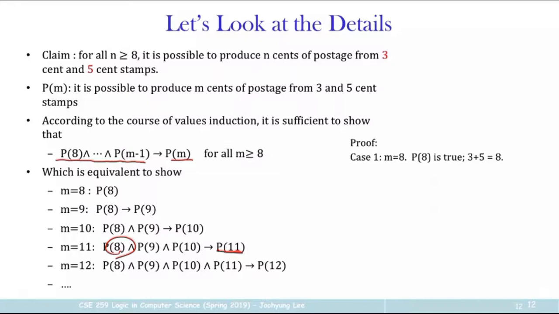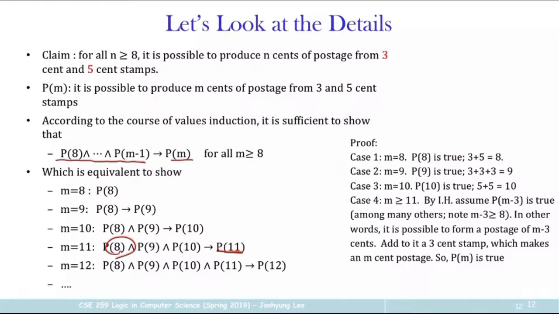How do we find 8 cent postage? Well, 3 plus 5 is 8. That's what we did in the beginning, if you recall. M equals 9, we actually did that. 3 plus 6 plus 3 is 9. M equals 10, 5 plus 5 equals 10. Until now, we had to separate these cases out, but now, with case 4, when m is greater than or equal to 11, we can safely use induction hypothesis. Because when m equals 11, then 11 minus 3 is 8, and 8 is allowed to be assumed by induction hypothesis. This whole thing starts from n equals 8.